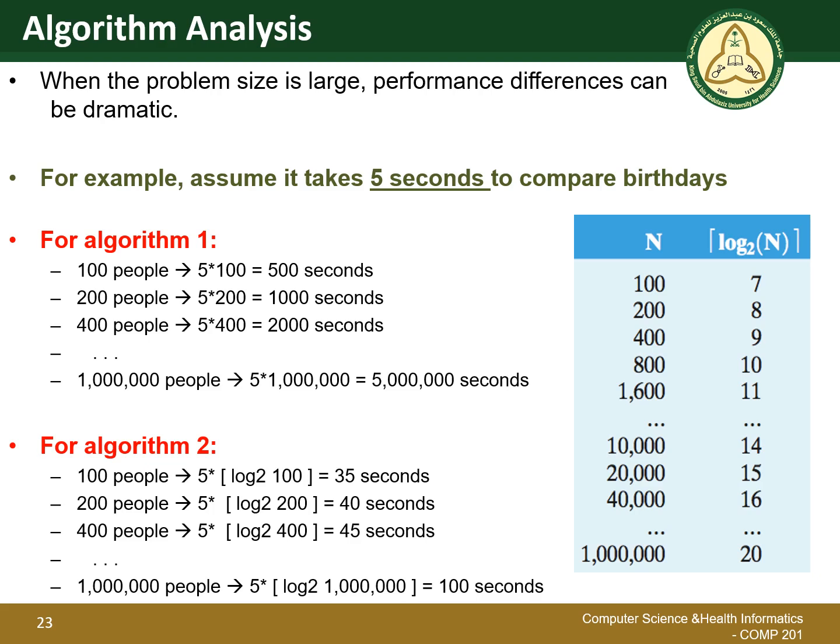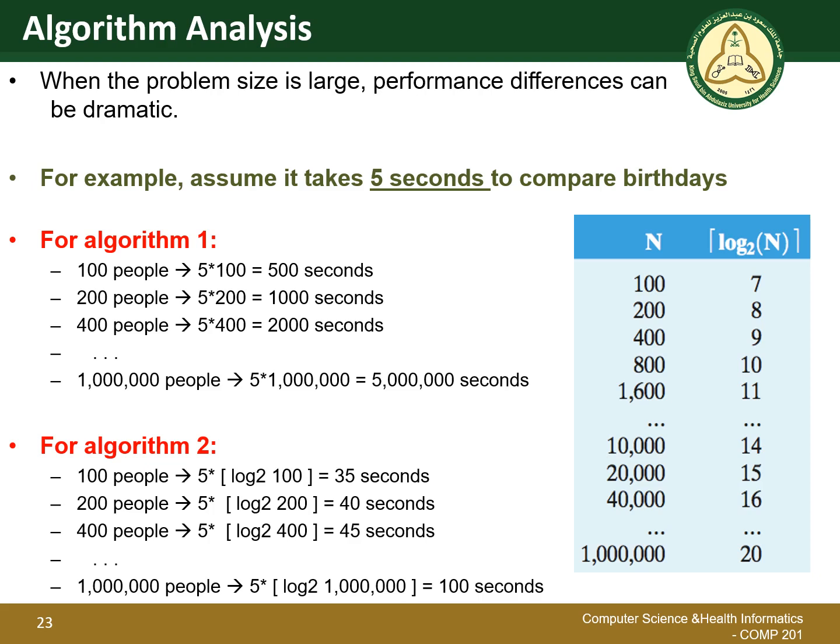For algorithm 2, قلنا إنه time is proportional to the number of rounds. So number of rounds حسبناها mathematically، قلنا إنه number of rounds حتساوي logarithm base 2 for the number of people. So log base 2 for the number of people.